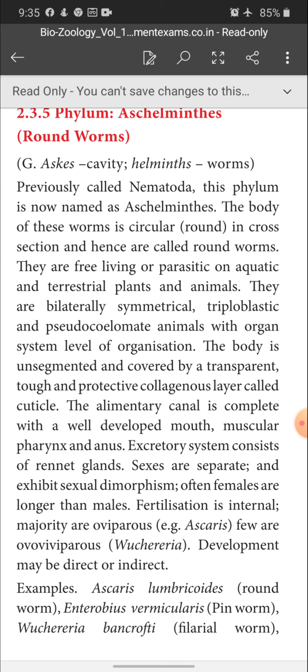About excretion, excretion takes place by renal glands and sexes are separate. That is, both male and female are present in separate animals and exhibit sexual dimorphism. Often females are longer than males. Fertilization is internal. Majority are oviparous. Oviparous means they lay eggs and hatch young ones. Example Ascaris. And few are ovoviviparous. Development may be direct or indirect. Examples for Aschelminthes: Ascaris lumbricoides, roundworm; Enterobius vermicularis, pinworm; Wuchereria bancrofti, filarial worm.